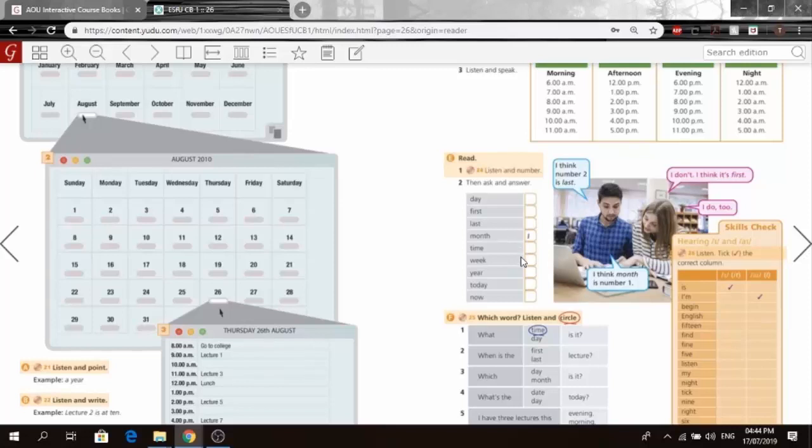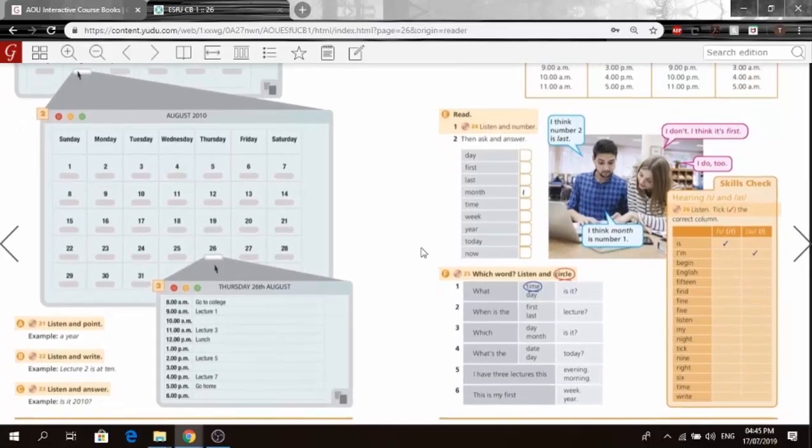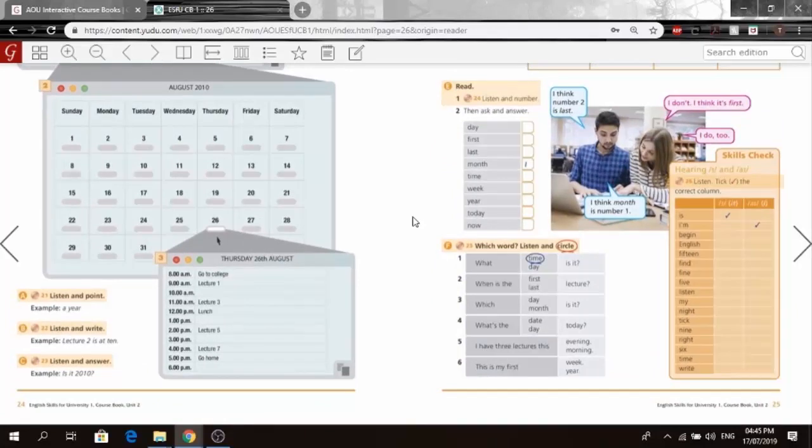Okay, so let's do that again. So here we have first. First will be number 2. 3 will be time. We said time number 3. 4 is year. Where's year? Here it is. 5 will be day. So day will be number 5. 6 will be last. Okay. 7 will be today. 8 will be now. Where's now? Here it is. 8 will be now. And number 9 is week. Here we go. Okay. So let's move on now to exercise F.